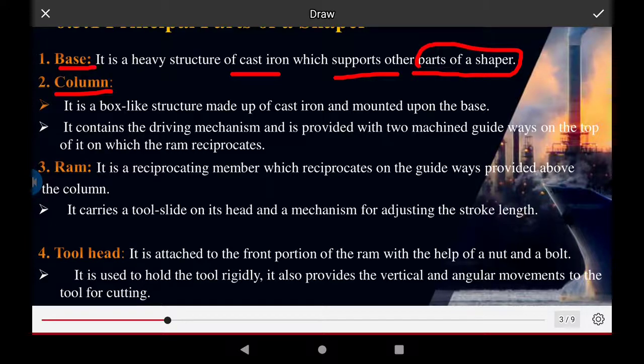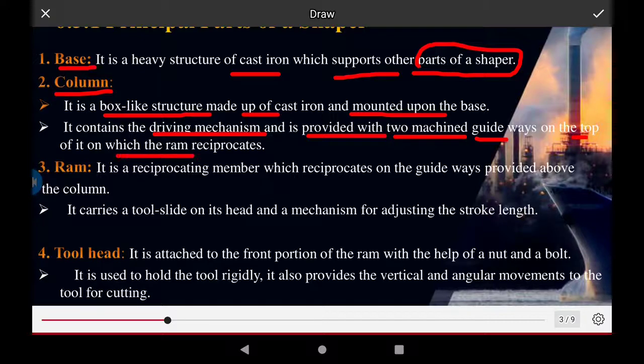Column. It is a box-style structure made of cast iron and mounted on the base. It contains the driving mechanism and is provided with two machined guideways on the top.